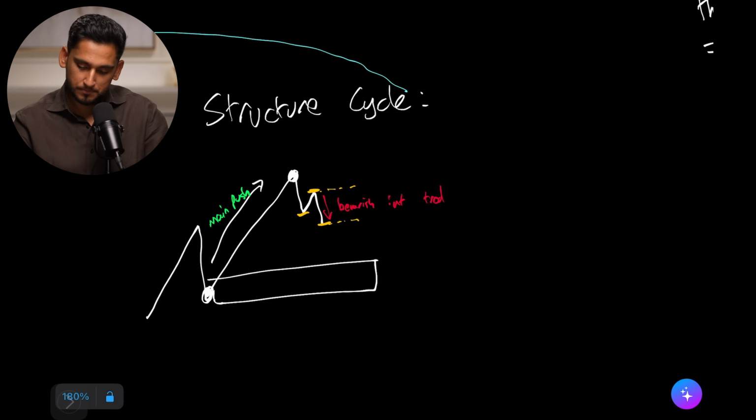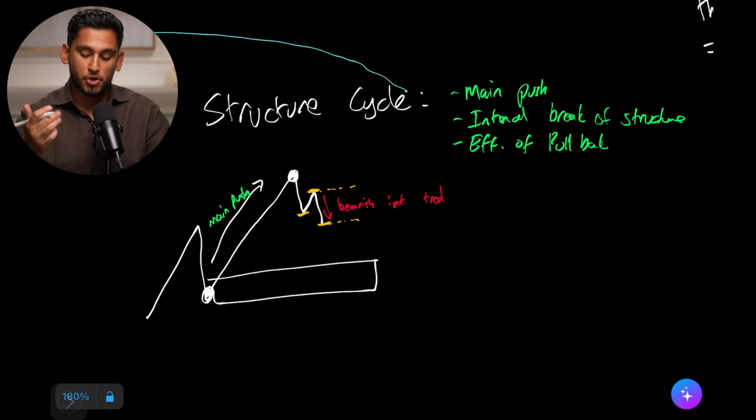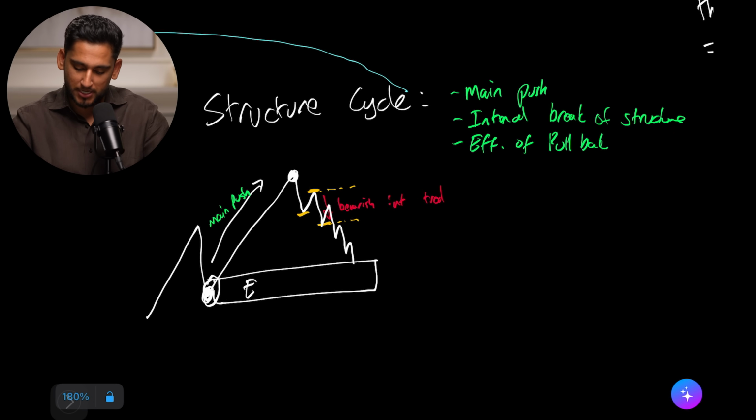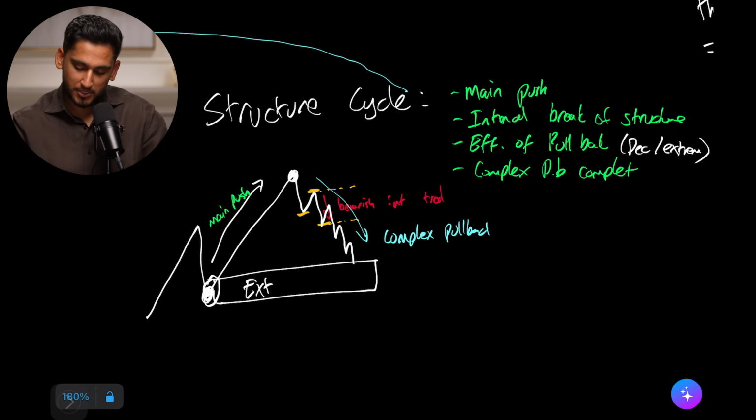So let's write this down. After that internal break of structure and that internal trend, we would expect price to continue down towards our extreme. When we arrive to that extreme demand, we have now had the efficiency of the pullback. So when price comes to the extreme or the decisional, then you have had the efficiency of the pullback, decisional or extreme. And we call that process the complex pullback. And then after that was complete, you would expect a new main push in the market of the extreme demand.